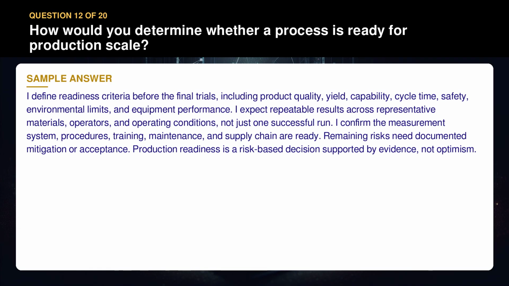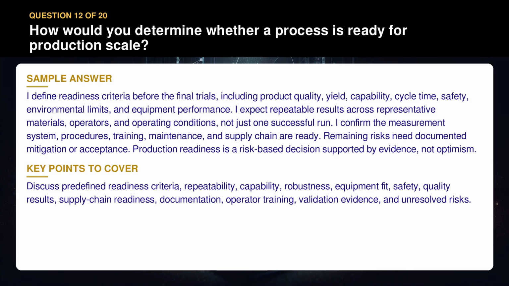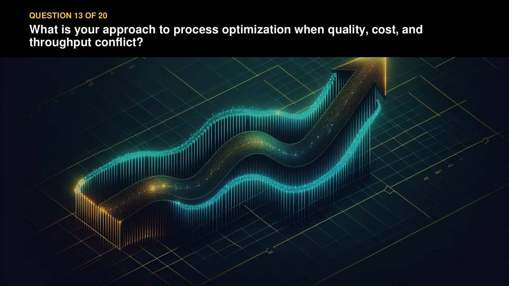I confirm the measurement system, procedures, training, maintenance, and supply chain are ready. Remaining risks need documented mitigation or acceptance. Production readiness is a risk-based decision supported by evidence, not optimism. Discuss predefined readiness criteria, repeatability, capability, robustness, equipment fit, safety, quality results, supply chain readiness, documentation, operator training, validation evidence, and unresolved risks.